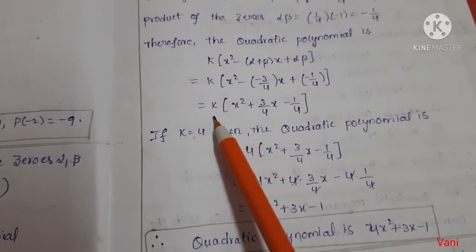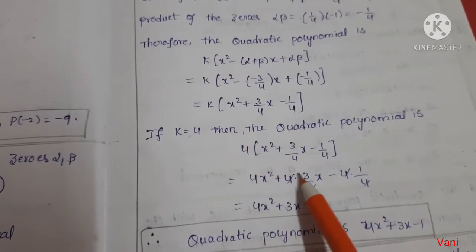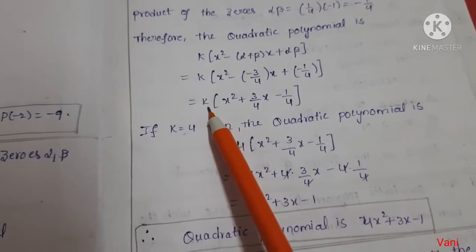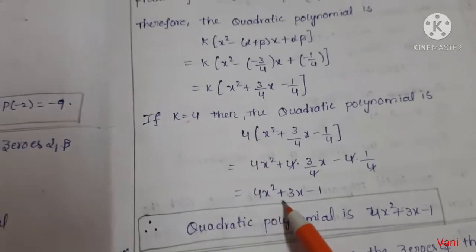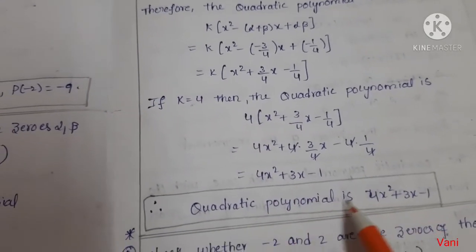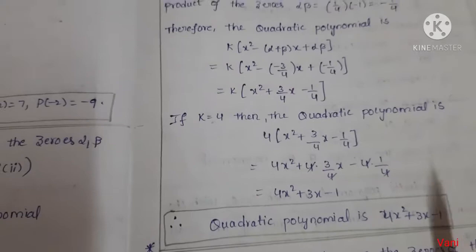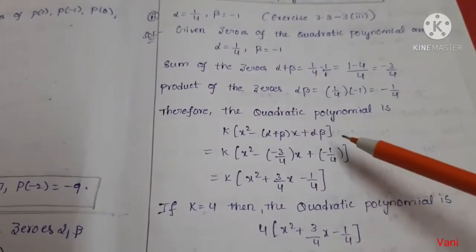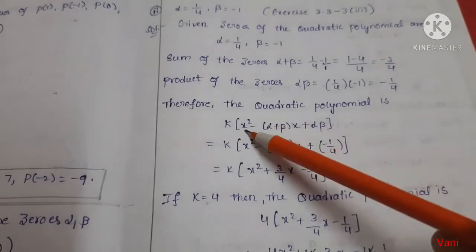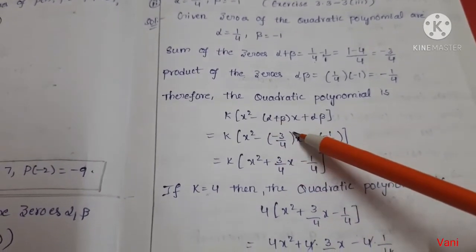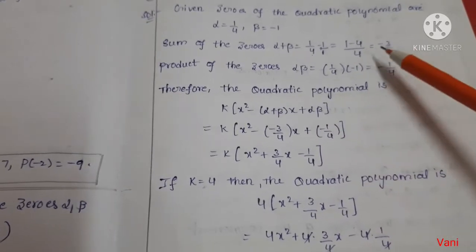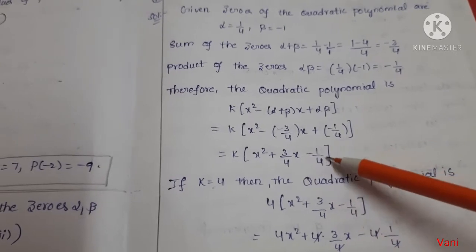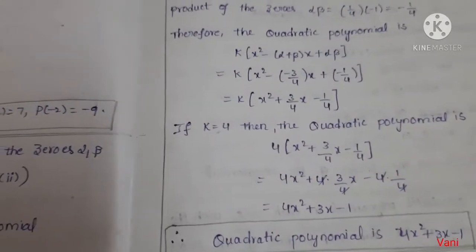Why we substituted 4 in place of k is to get the denominator cancelled. That's why we substituted 4 in place of k. So 4x square plus 3x minus 1 is our required quadratic polynomial. When they give the zeros of the polynomial, to find the quadratic polynomial we have to use the formula k of x square minus of alpha plus beta into x plus alpha beta. Already we have the zeros. Find the sum of zeros and product of zeros and substitute in the formula. We will get the required quadratic polynomial.